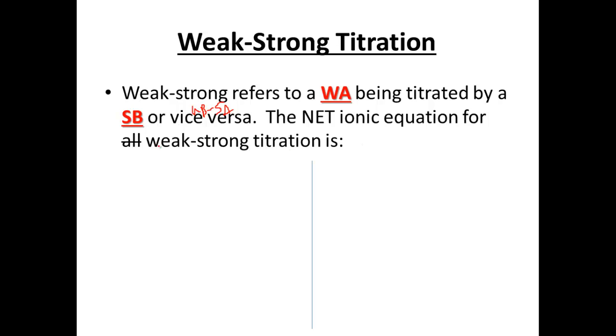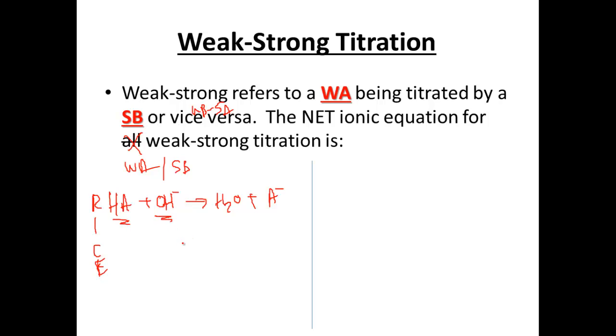The net ionic equation for, and I'm going to cross off the word all here, for weak strong titrations is, well, it depends on what your combination is. If you have a weak acid titrated by a strong base, it would look like this. HA would be a weak acid. When it's titrated by a strong base, hydroxide, the products are going to be water and the conjugate base. And then from there you would do the stoichiometry in a Rice table to show how these two things react.